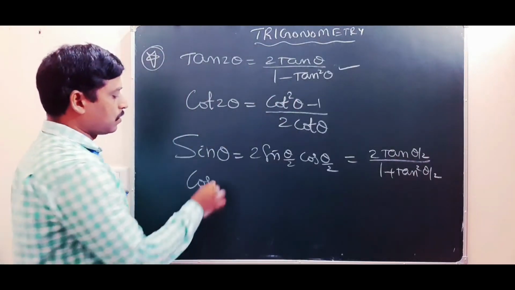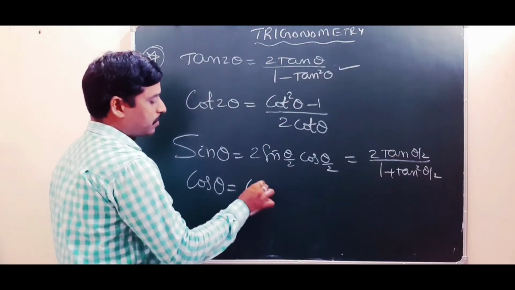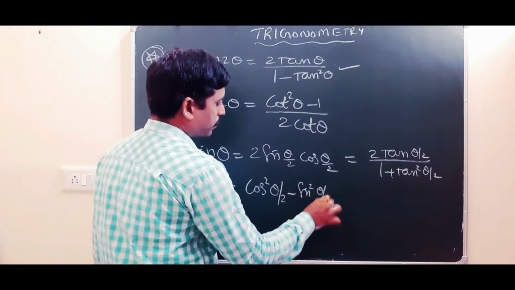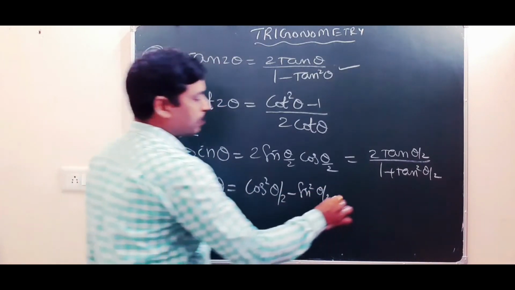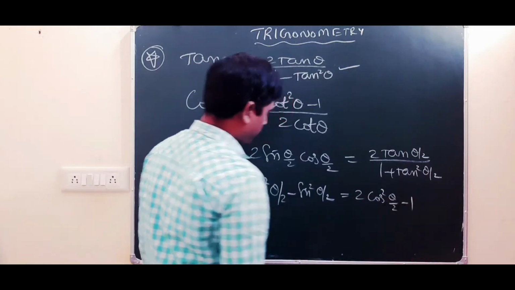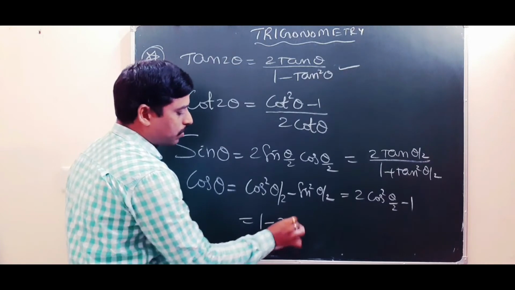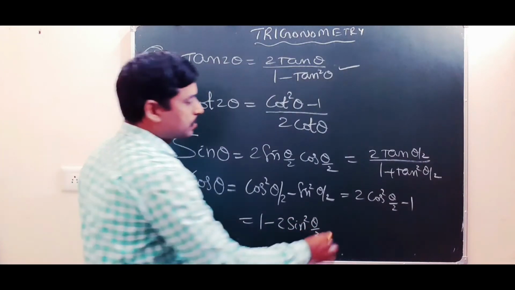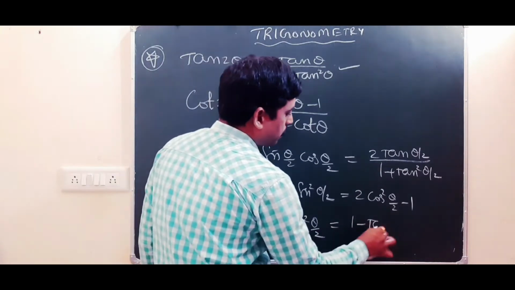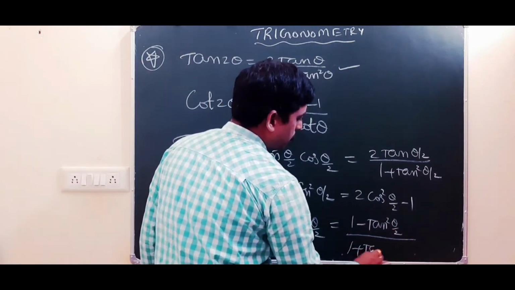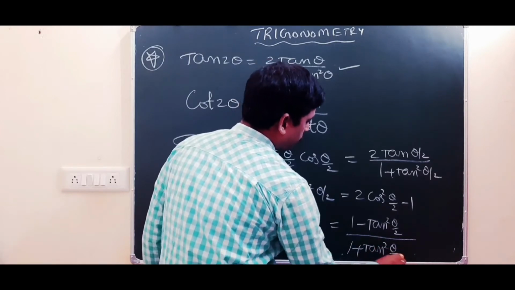Okay. So cos theta formula we have cos square theta by 2 minus sin square theta by 2. In terms of cosine, 2 cos square theta by 2 minus 1. In terms of sine, 1 minus 2 sin square theta by 2. In terms of tangent, 1 minus tan square theta by 2 by 1 plus tan square theta by 2.